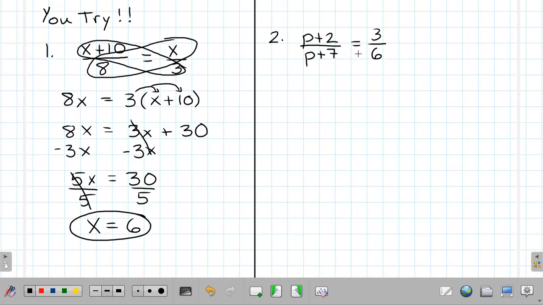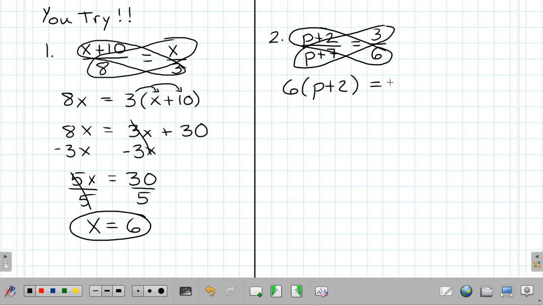Number 2, a little bit different, but same steps. We're going to cross multiply. And once again, whichever way you feel more comfortable doing, you can do the left cross or the top to bottom cross first, or you can do the bottom to top cross first, whichever cross multiplication you want to do first. Okay. Like I said, you can probably get a hint as to which way you need to go to make it the easiest. In this case, I'm going to do the 6 times the p plus 2 first, and then that's going to be equal to my 3 times p plus 7 in parentheses.